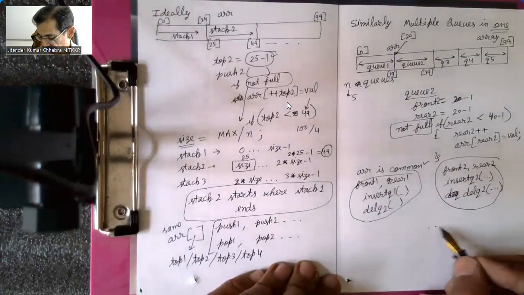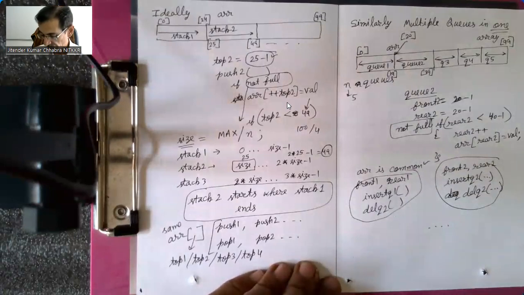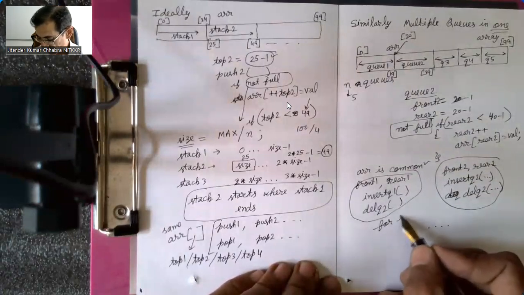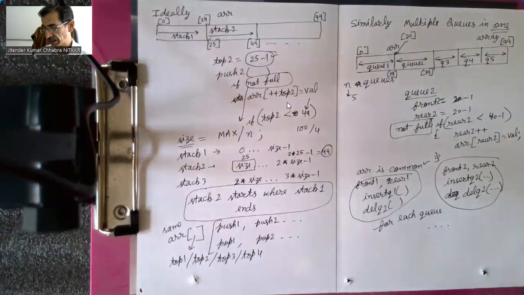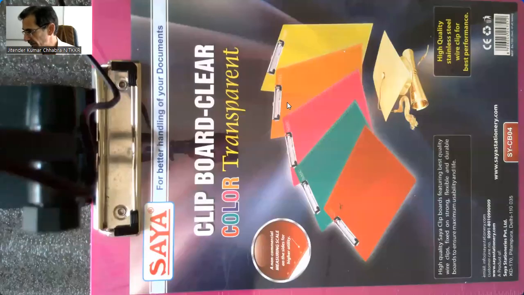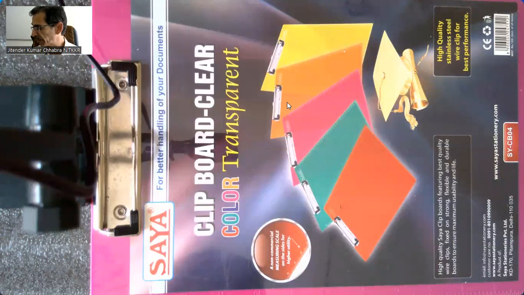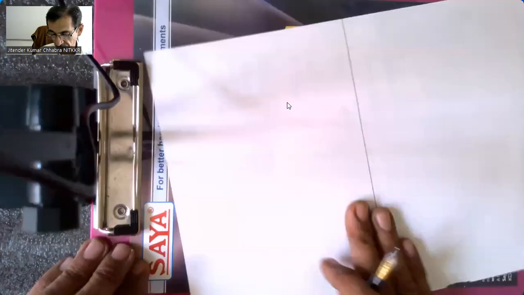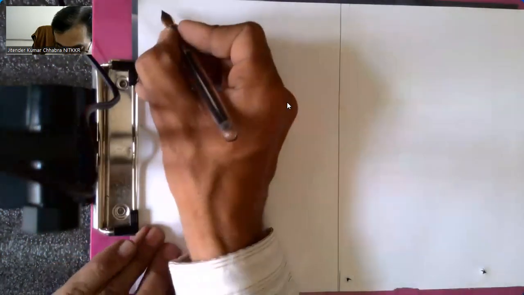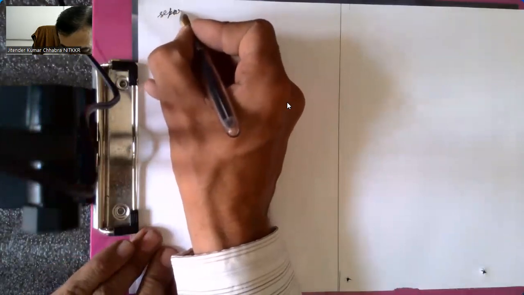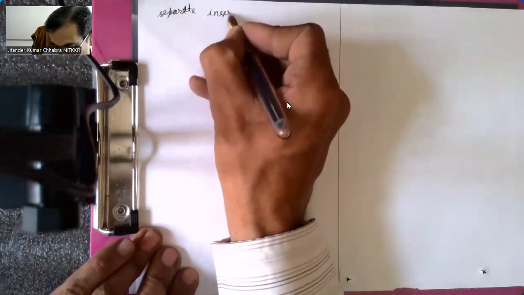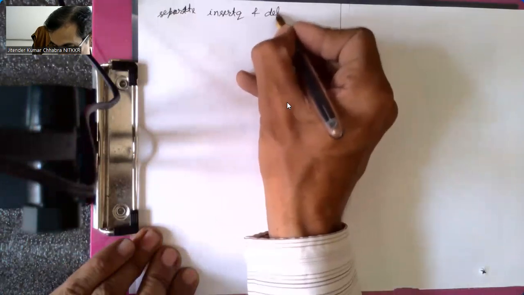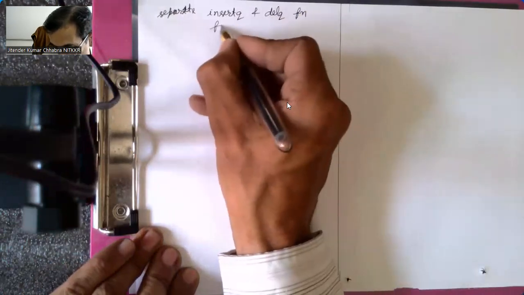And similarly, others also. So for each queue, this will be separately available. And I can definitely make the implementations like this. Going further, I'm giving you another option for the implementation. One way could be that you implement separate insert and delete functions for each queue.